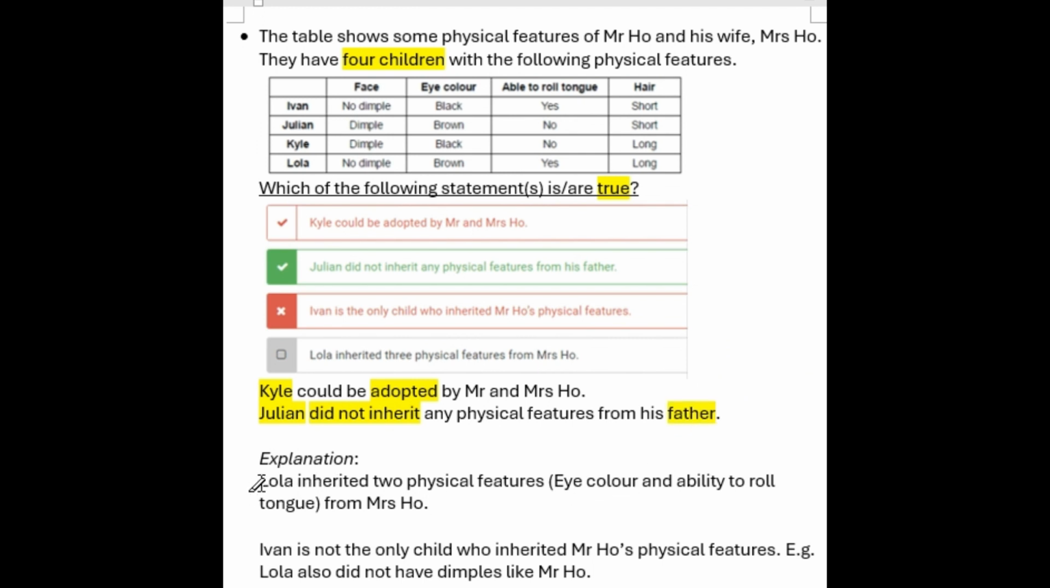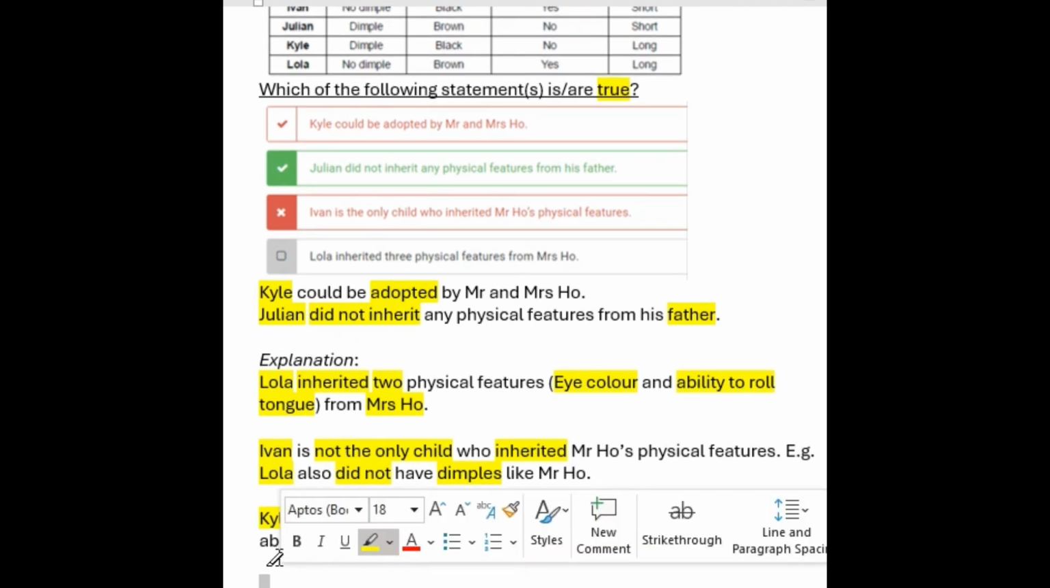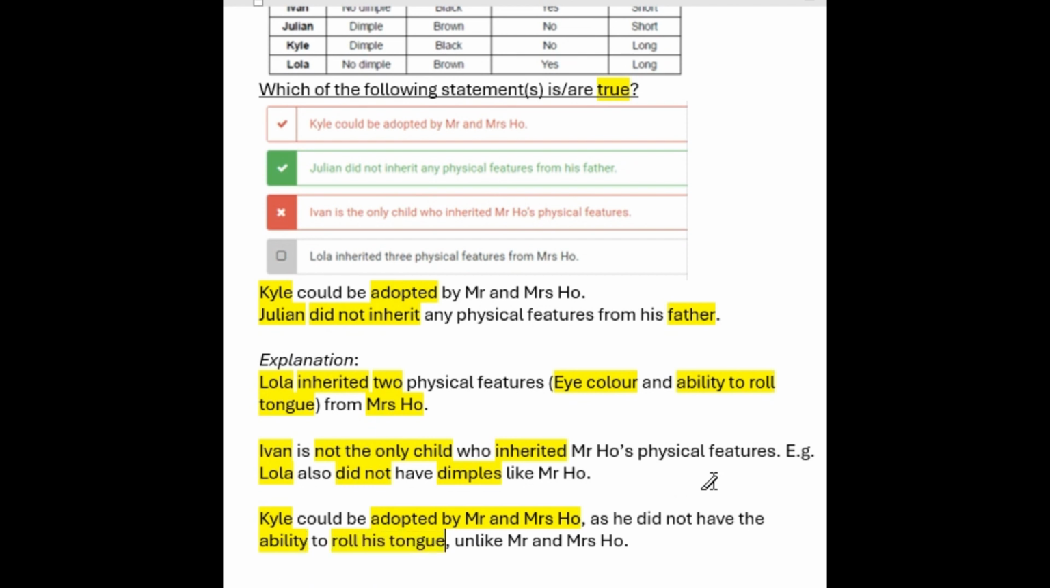Explanation. Lola inherited 2 physical features, eye color and ability to roll tongue, from Mrs. Ho. Ivan is not the only child who inherited Mr. Ho's physical features. E.g. Lola also did not have dimples like Mr. Ho. Carl could be adopted by Mr. and Mrs. Ho, as he did not have the ability to roll his tongue, unlike Mr. and Mrs. Ho.